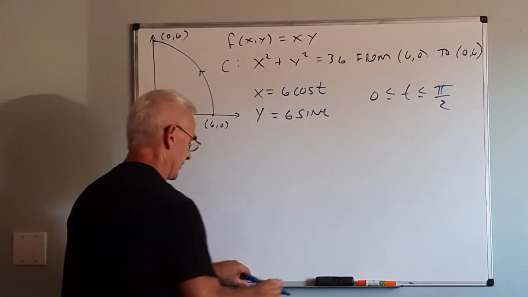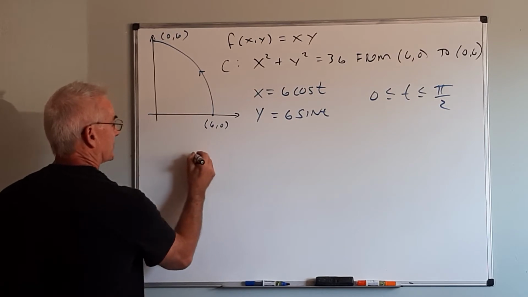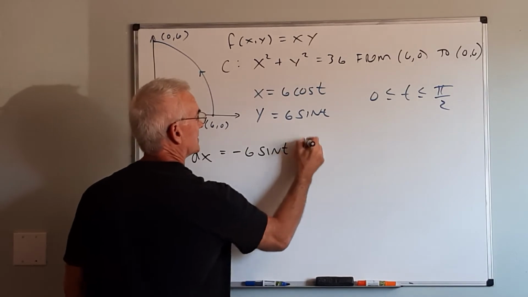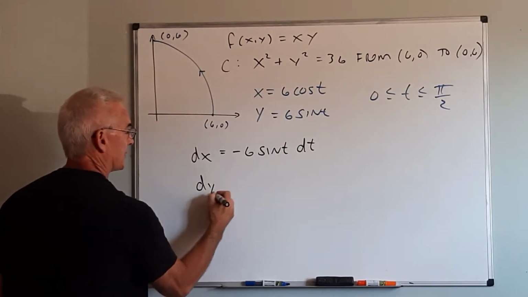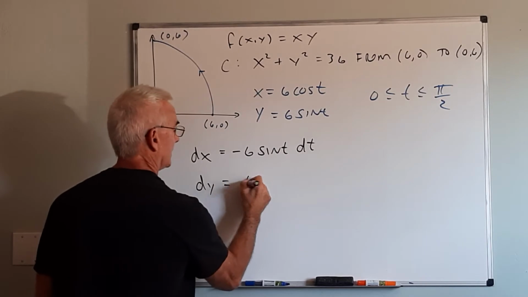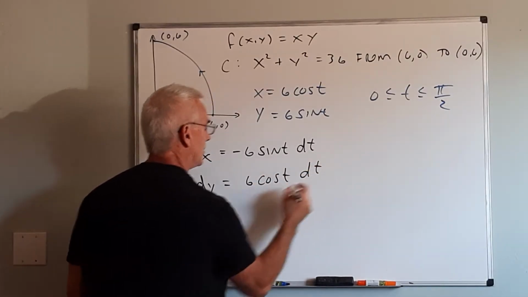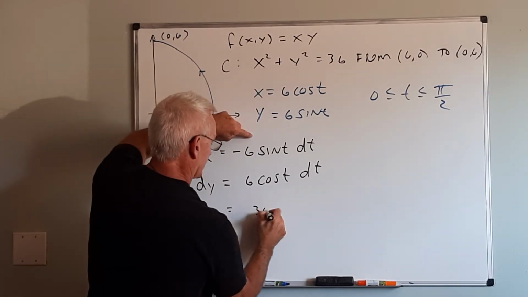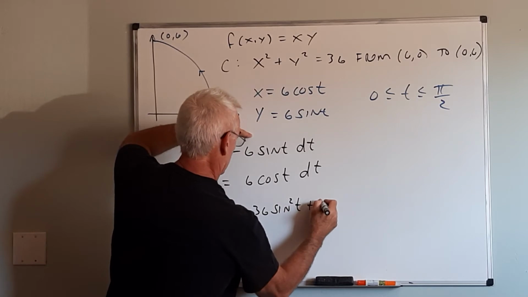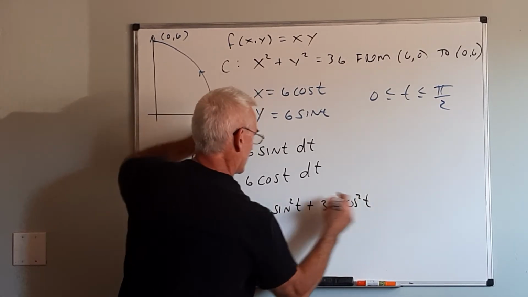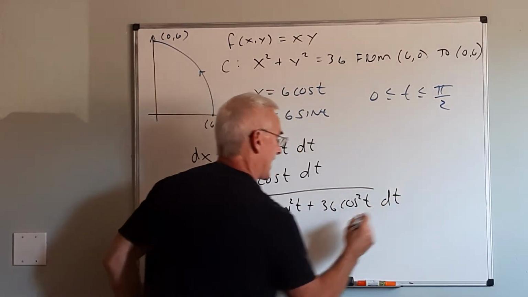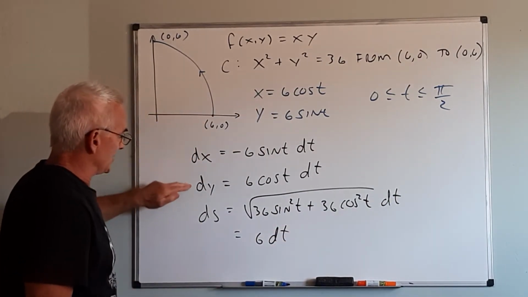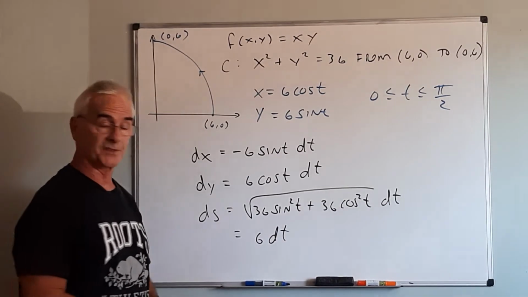So in this scenario, I can integrate with respect to x, so my dx would be negative 6 sine t dt. I can integrate with respect to y, so my dy would be 6 cos t dt, or I can integrate with respect to the arc length parameter, which would be the square root of the sum of the squares under the root dt, and we recognize that would just be 6 dt. So depending on which one I choose, the integration is going to look very different in the setup.